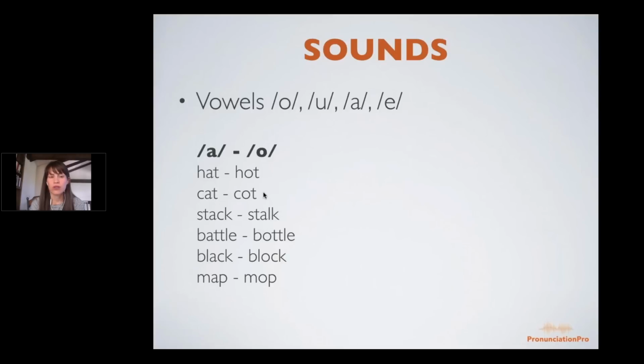I said hot. That's the first one, correct? Oh, no. First one is hat. So when you were saying it, I was hearing hot. Okay. So that's the contrast for me. Hat. Hot. Yep, there you go.